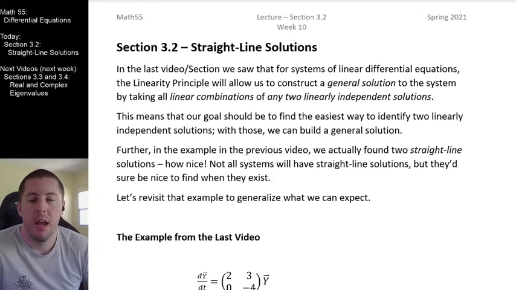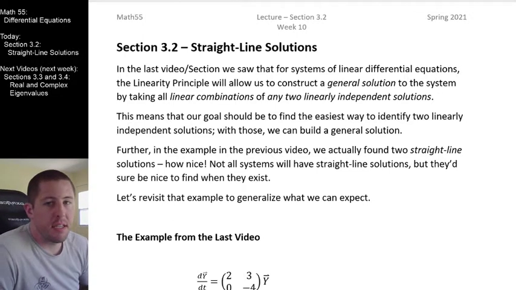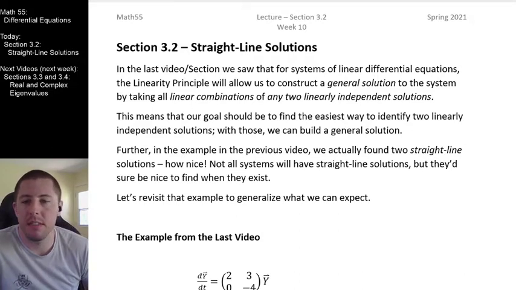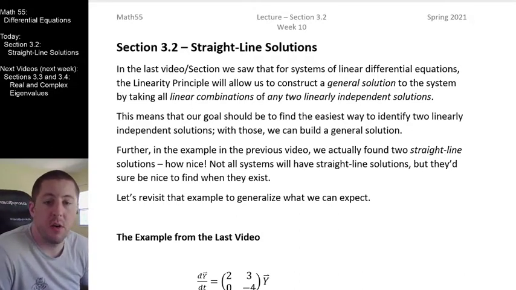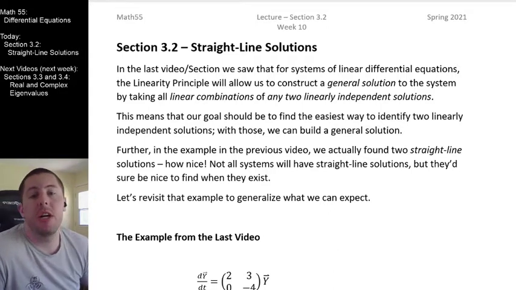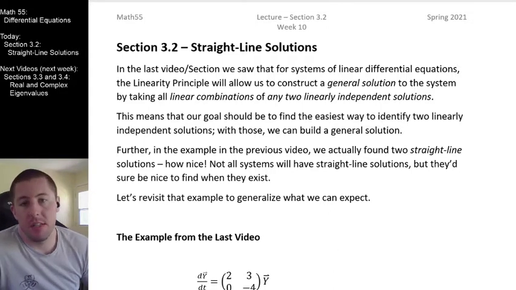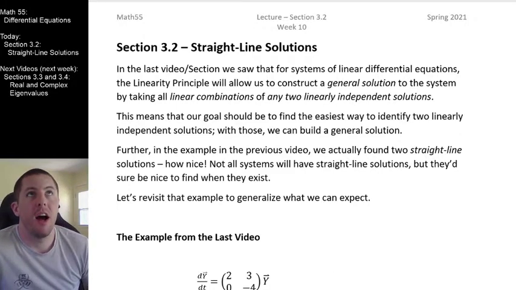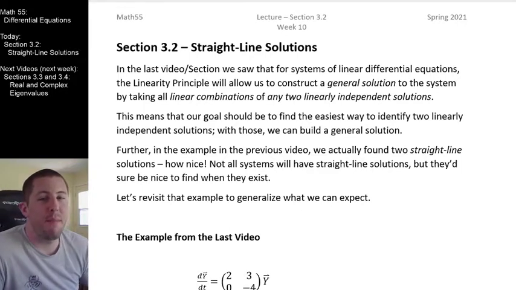So we're going to see over the next couple sections that not all of our systems of linear differential equations are going to have straight line solutions, but it would be sure nice to find them when they do exist. It's also the case that for those that don't have straight line solutions, they sort of do, just in a different sense. They're not actually going to get graphed as a straight line solution, but all of our math is going to be exactly the same.